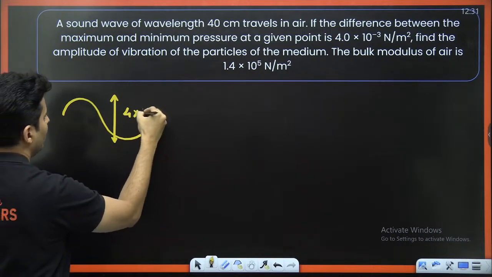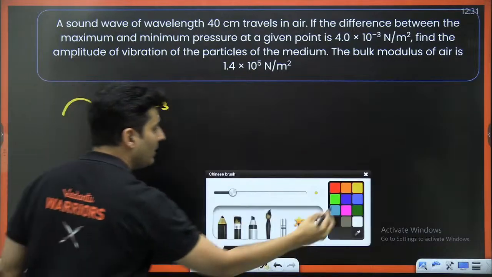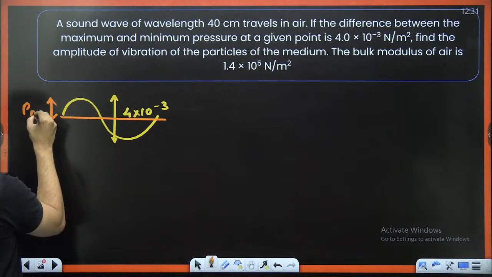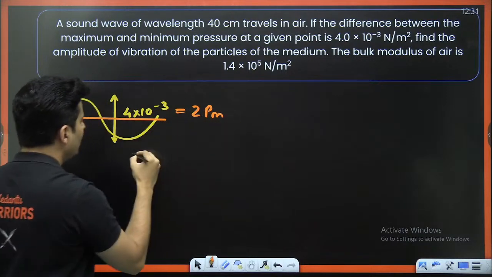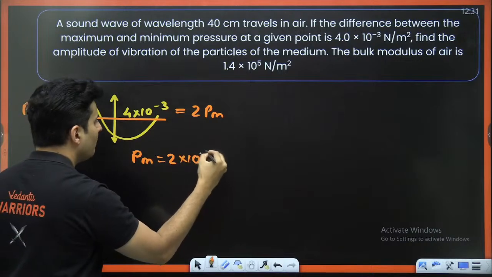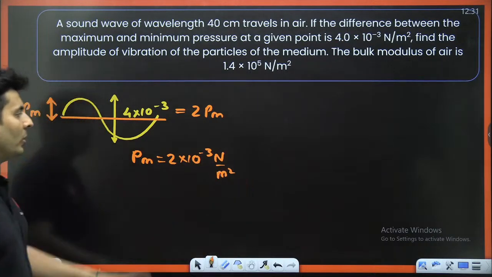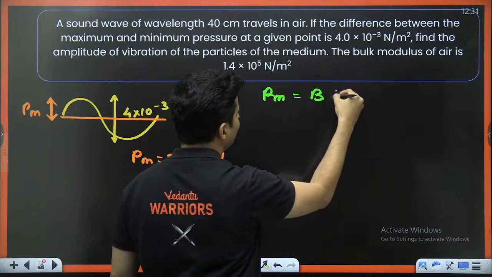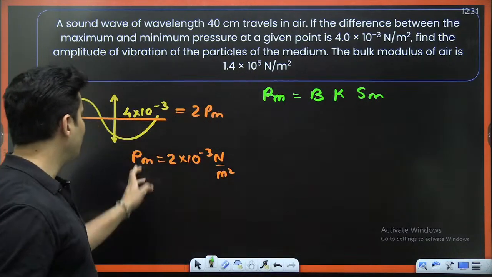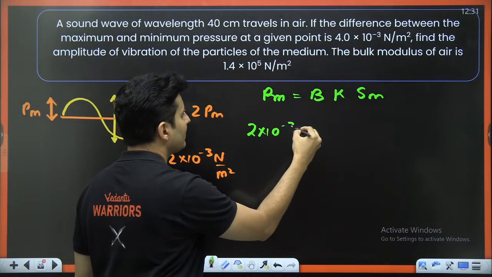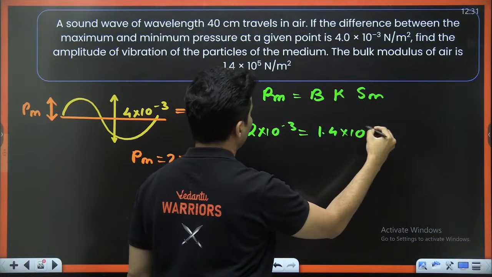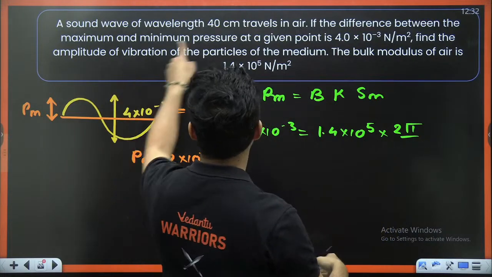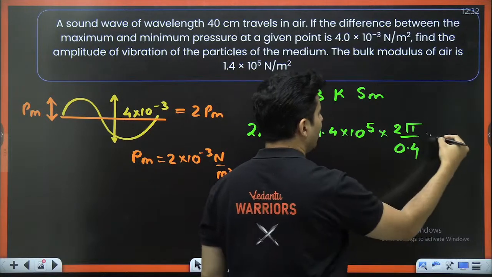to be 4 into 10 to the power minus 3, this difference, keep in mind, is actually double of the pressure amplitude. This is actually 2 times PM. So technically PM is just 2 into 10 to the power minus 3 Newton per meter square. And do not forget that PM is B K SM. PM is B K SM. PM is 2 into 10 to the power minus 3. Bulk modulus 1.4 into 10 to the power 5. Angular wave number is 2 pi divided by lambda. What is wavelength? Wavelength is 40 centimeter or 0.4 meter, into SM.